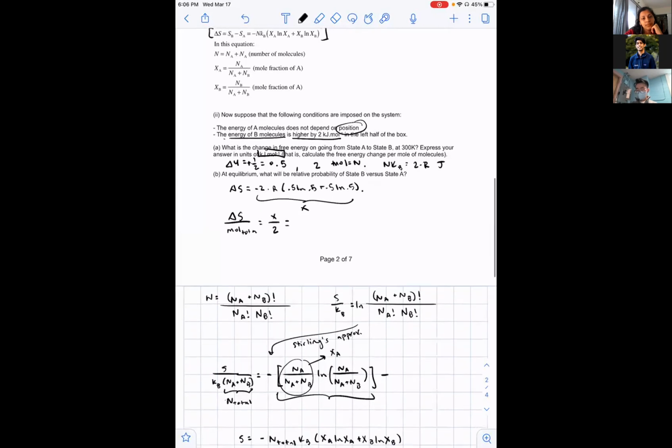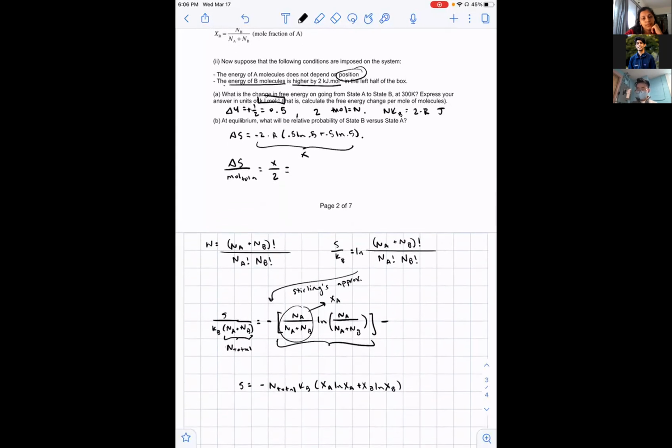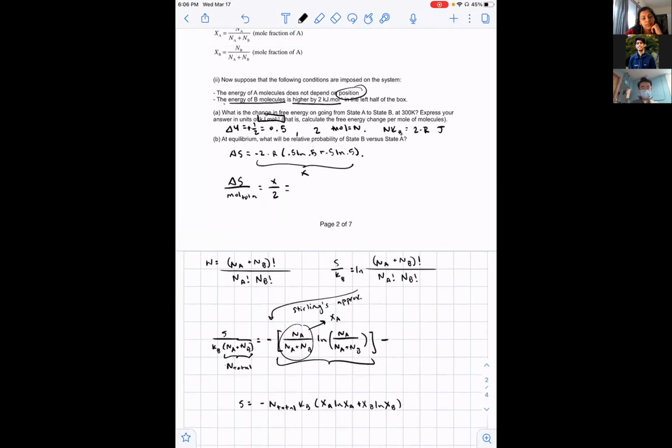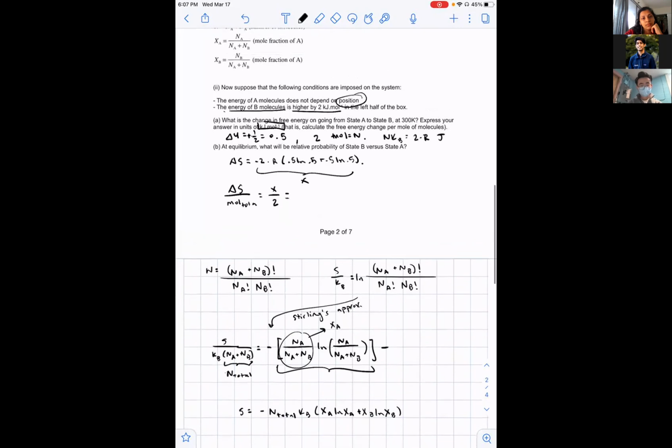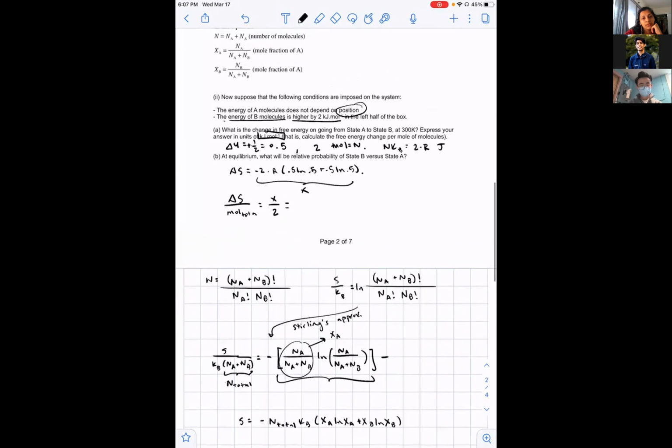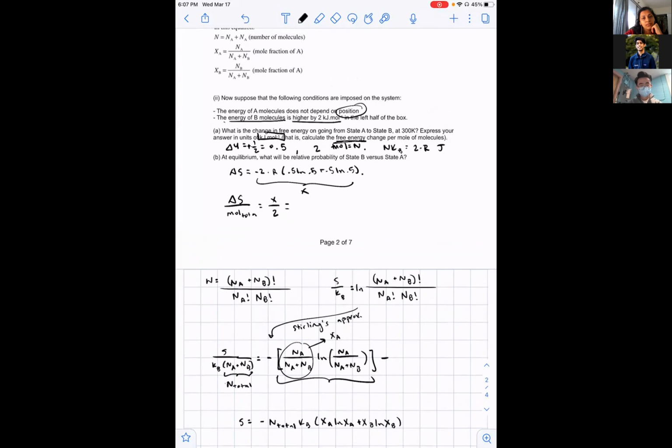All right, so now moving on to part B. I know it's getting a little bit messy, but at equilibrium, what is the relative probability of A to the probability of B? Oh wait, I think I forgot to do something. I didn't calculate the free energy change, my bad. Now that we have delta S, we can just use the formula we know: delta A is equal to delta U minus T delta S. Plug in the values we know and the delta S that we just got, and we'll get delta A.